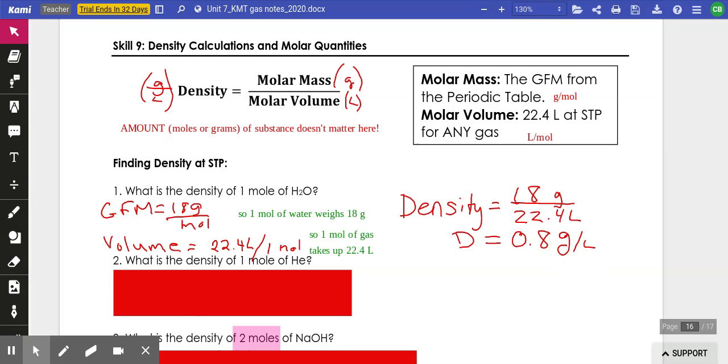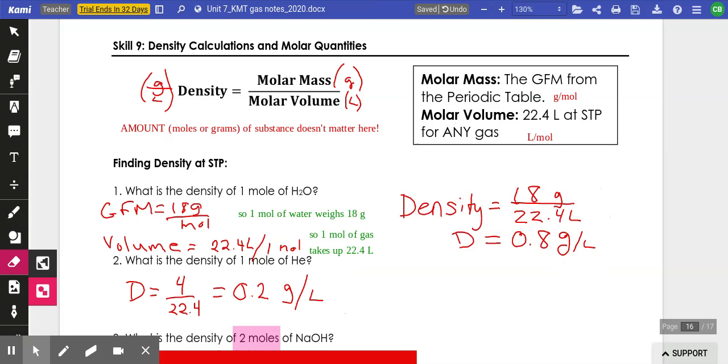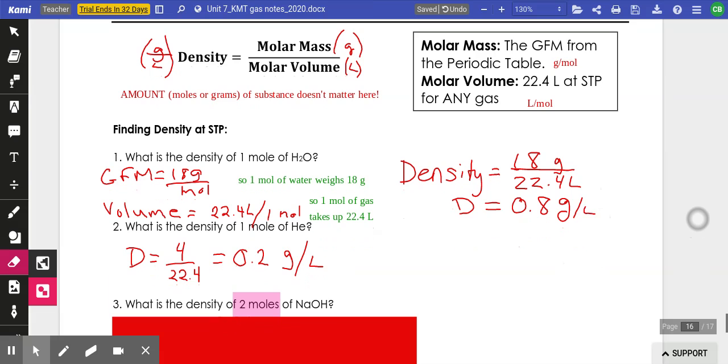It's just a simple density calculation, mass over volume, but the volume in all of these cases will always be 22.4 because we're talking about the molar amounts, or how much is in 1 mole of a substance. So can you try the next one and see what you get? Okay, did you get this as your final answer? Hopefully. So let's try the next one.